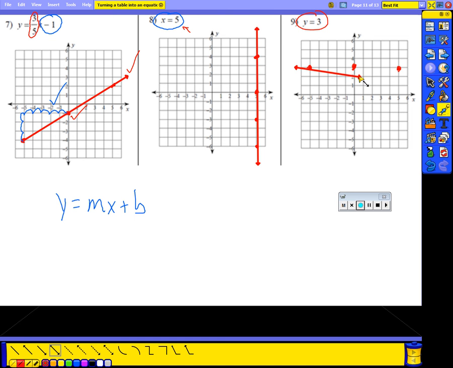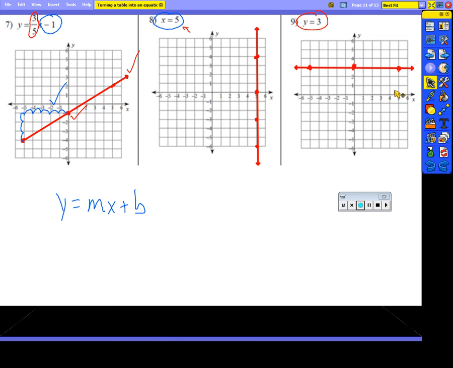I'm going to connect my points, and you see that there is no slope. It's just a straight line, no slope, and it just goes right across the graph right there where y equals 3.